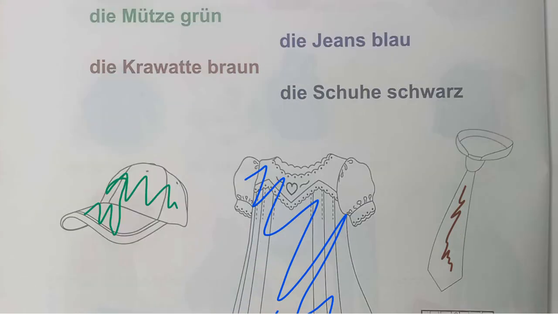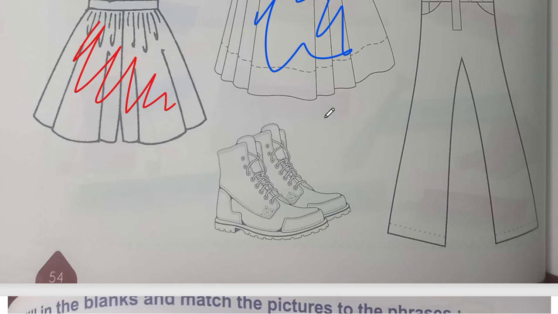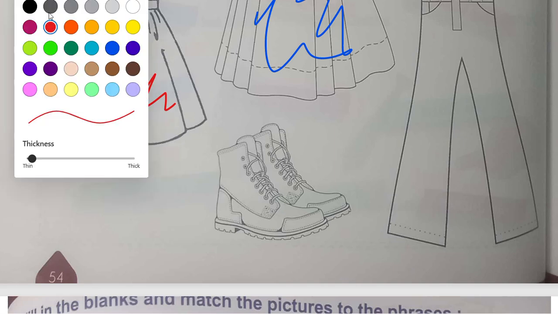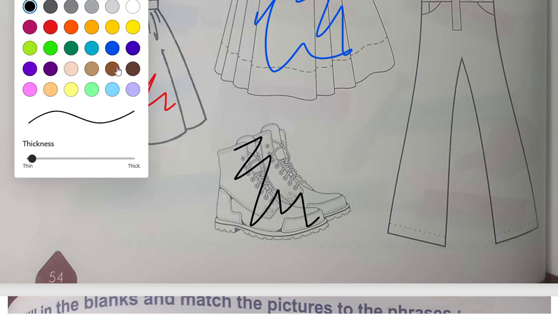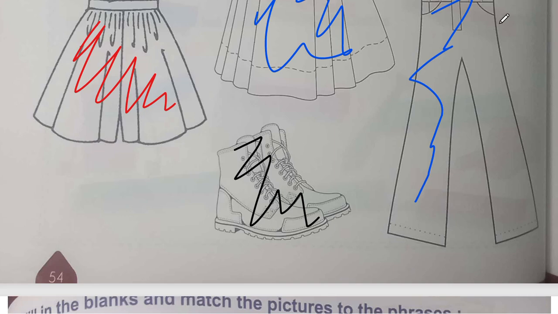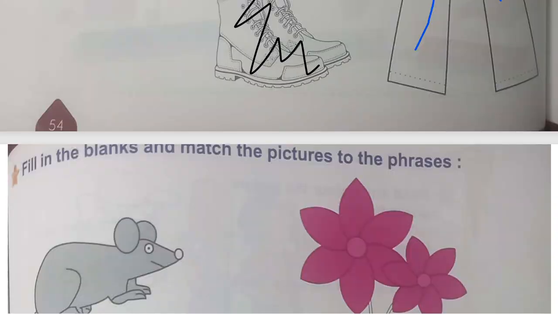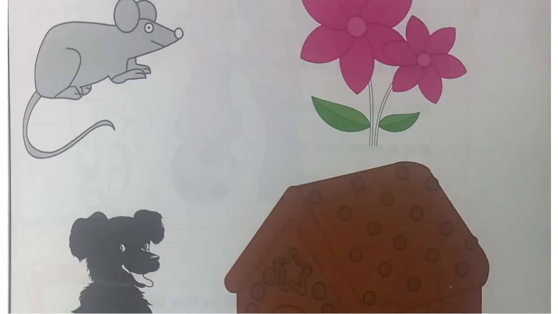And let's take a look at both of them together. Die Jeans blau, die Schuhe schwarz. So you have to color the shoes black because it says schwarz, like so. And this is blue. Yeah. So there we go. We're done with coloring.